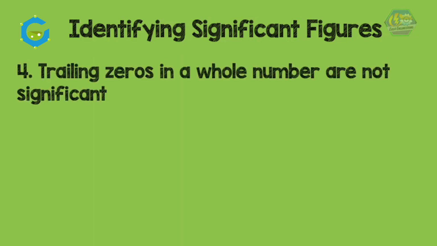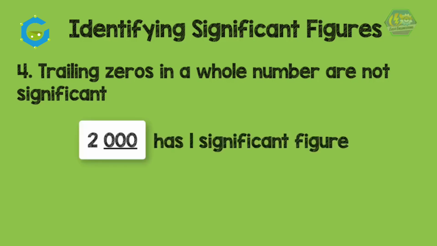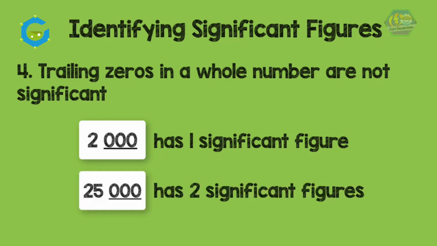Number 4. Trailing zeros in a whole number are not significant. For example, 2000 has only 1 significant figure, and 25,000 has 2 significant figures.